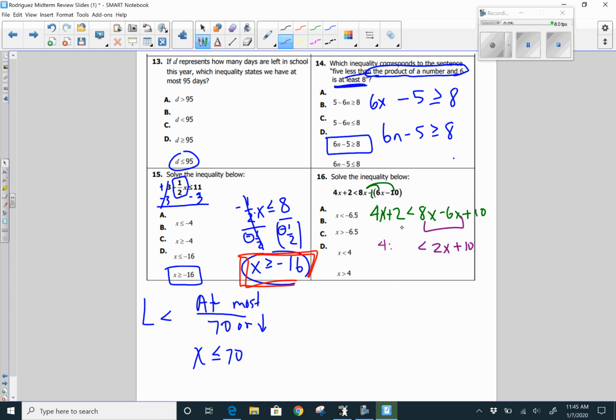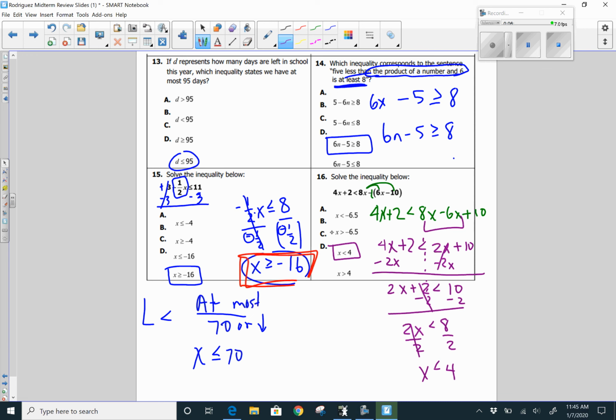4x plus 2. So you can treat this inequality like an equal sign right here. Minus 2x, minus 2x. This cancels out. So we're left with 2x plus 2 is less than 10. Subtract 2 from both sides. Cancels out. 2x is less than 8. Divide both sides by 2. Cancels out. X is less than 4. X is less than 4.